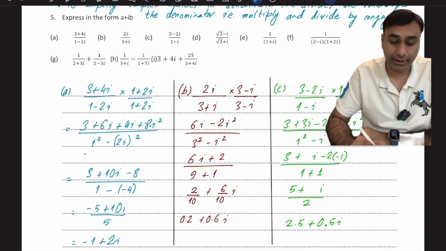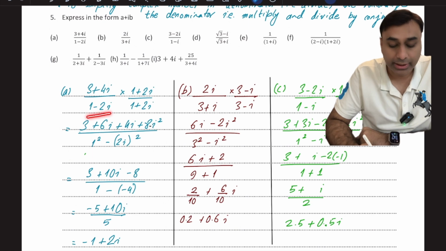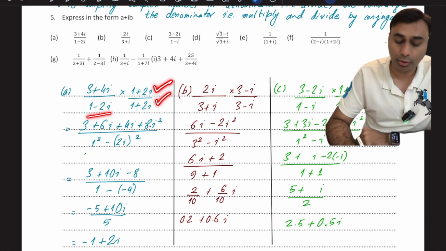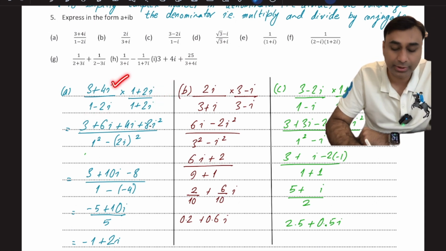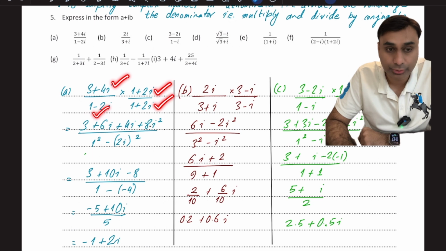Now similarly guys, if you have to divide two complex numbers, there is one thing that you have to do as a standard, and that is that you will identify the conjugate pair of the denominator and multiply and divide by the conjugate of the denominator. So if I have to divide 3 plus 4 iota by 1 minus 2 iota, I'm going to multiply and divide with the conjugate of 1 minus 2 iota, which will be 1 plus 2 iota.